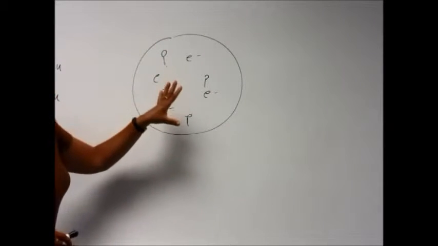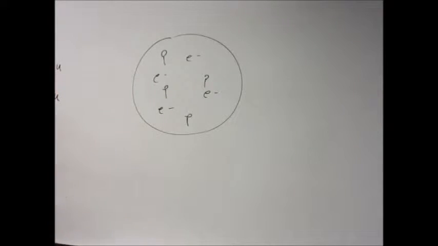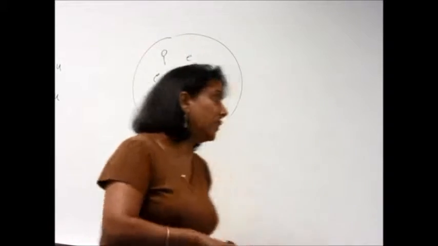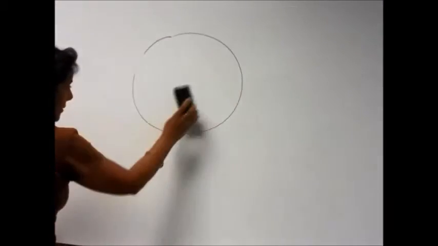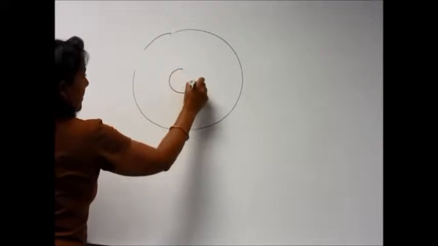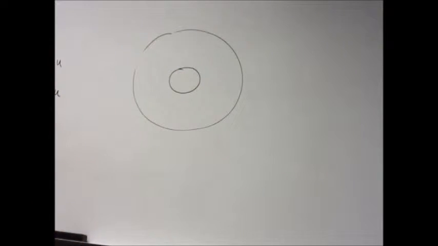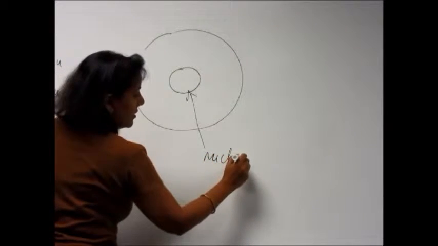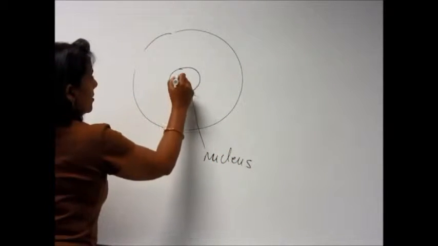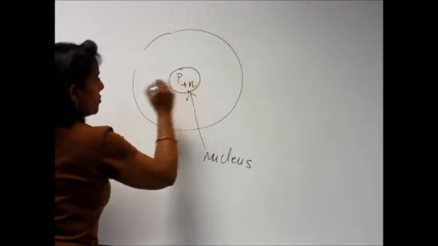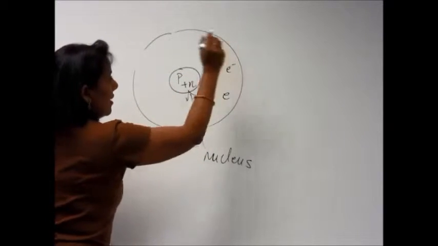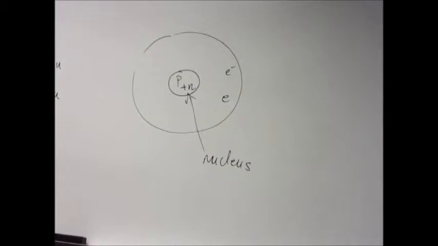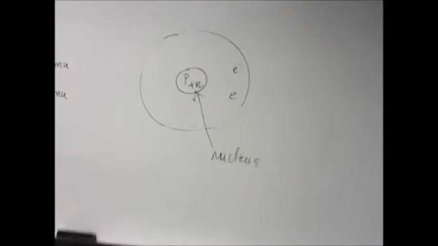So this was the raisin pudding model, and then Rutherford, of course, did his experimentation, which is called the gold foil experiment. Very good. And it turns out that there is something in the middle, and that is called the nucleus. Very good. You guys are great. And the nucleus has the protons and the neutrons, and the electrons are outside. This is now called the nuclear model of the atom.